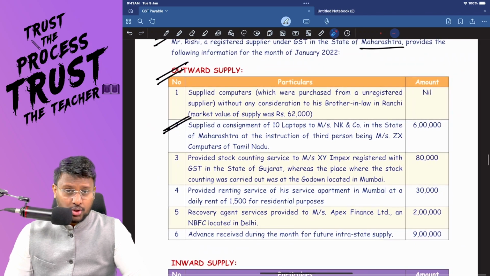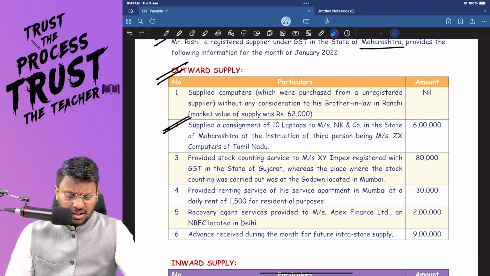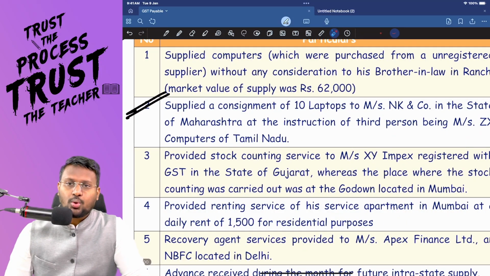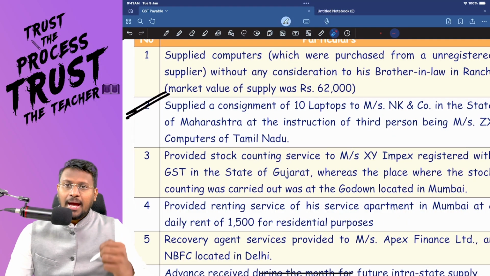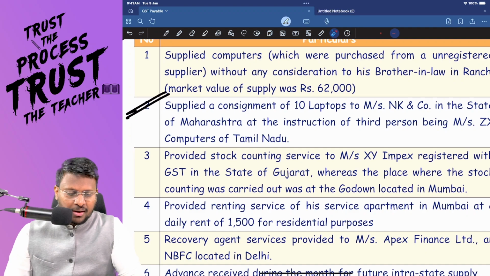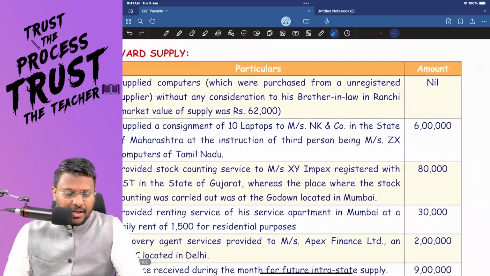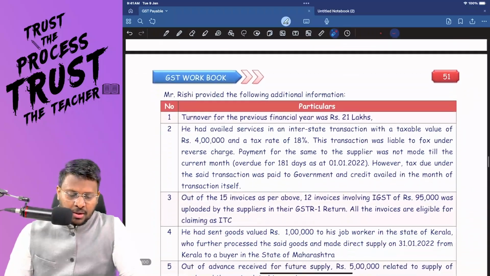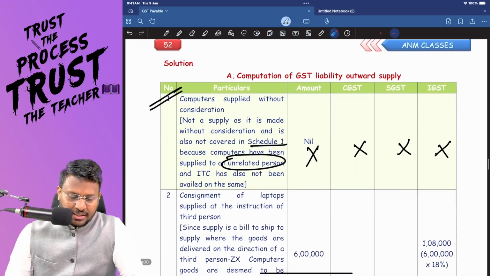It will be treated as a bill to ship transaction. Who is the third person in this question? Third person is ZX Computers. They called us and we are the actual supplier, and sir, we have supplied to NK and Co. They are the actual recipient. So we are going to see about that item.